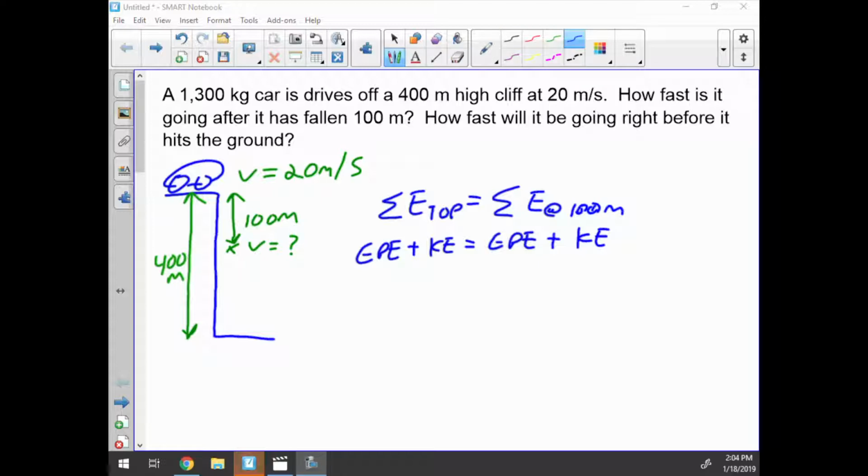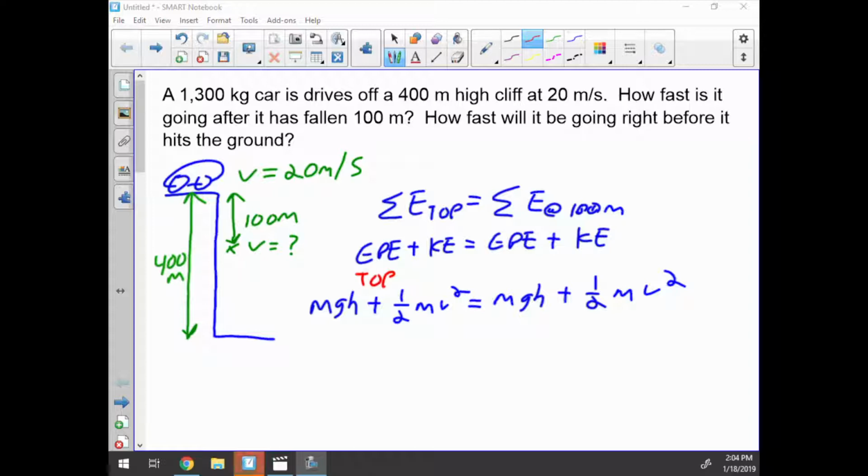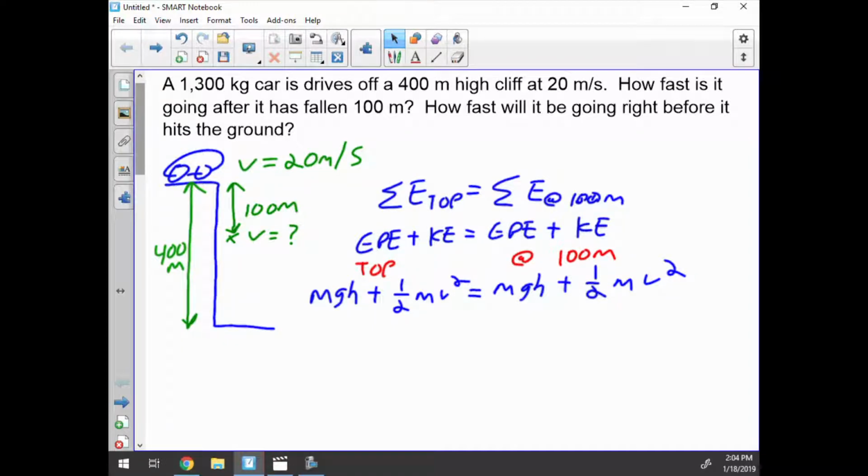All right, so I'm going to break these up. I'm going to say mass times gravity times height plus 1/2 mv squared. It's going to be mass times gravity times height plus 1/2 mv squared. And this is still going to be the left side of the equation at the top, and the right side after it's fallen 100 meters. All right, let's start plugging some numbers in.